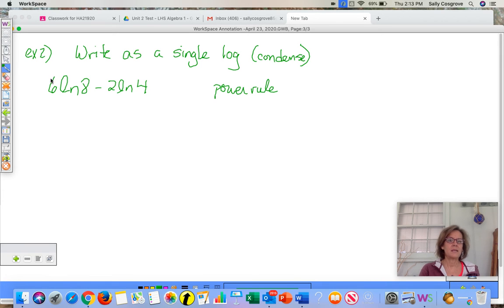And this 6 will come up here to be the exponent on 8. And this 2 will come up here to be the exponent on 4. And let's rewrite that. ln of 8 to the 6th minus ln of 4 squared. Okay, so that's a little bit more condensed. I still have a subtraction sign going on. So I think about the quotient rule.